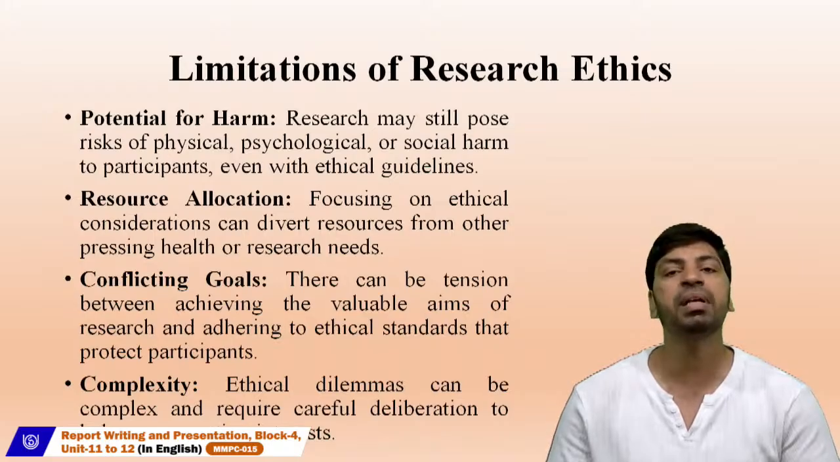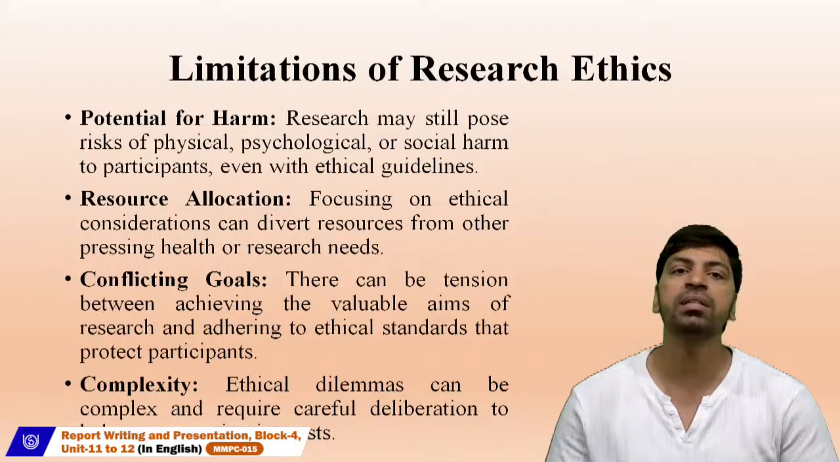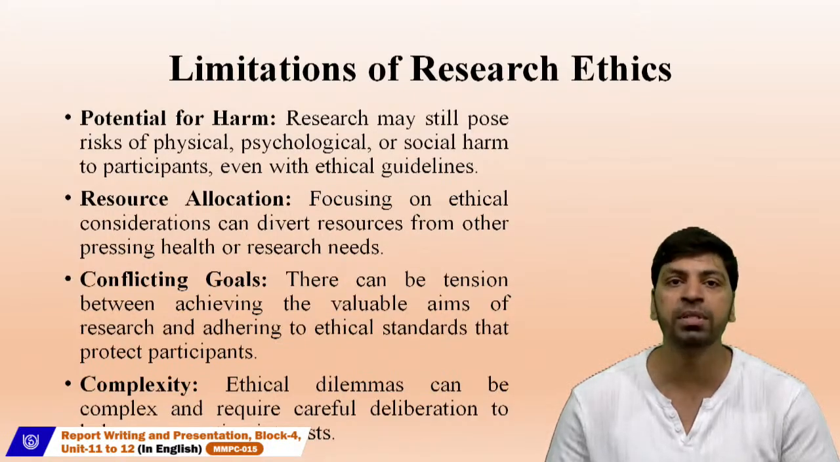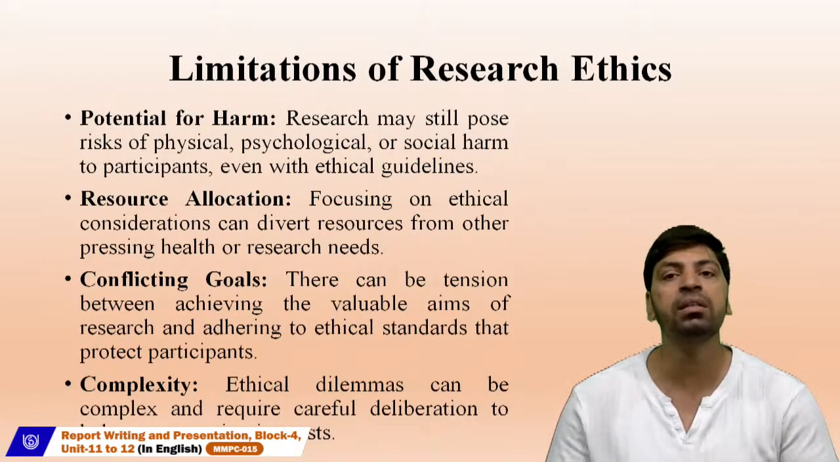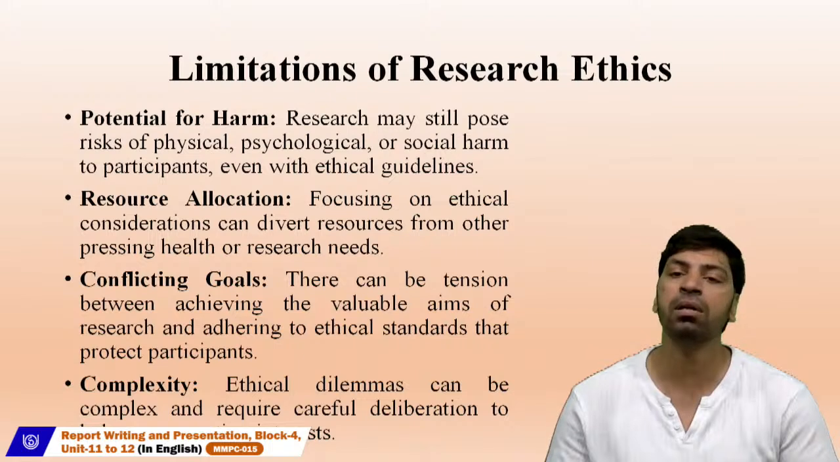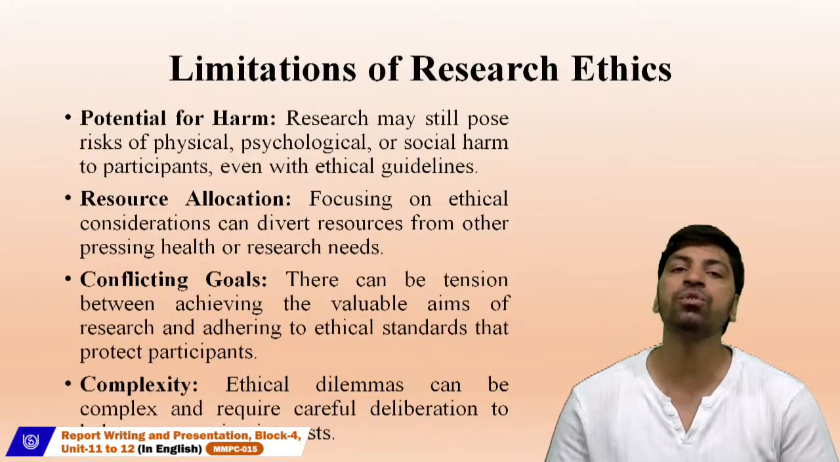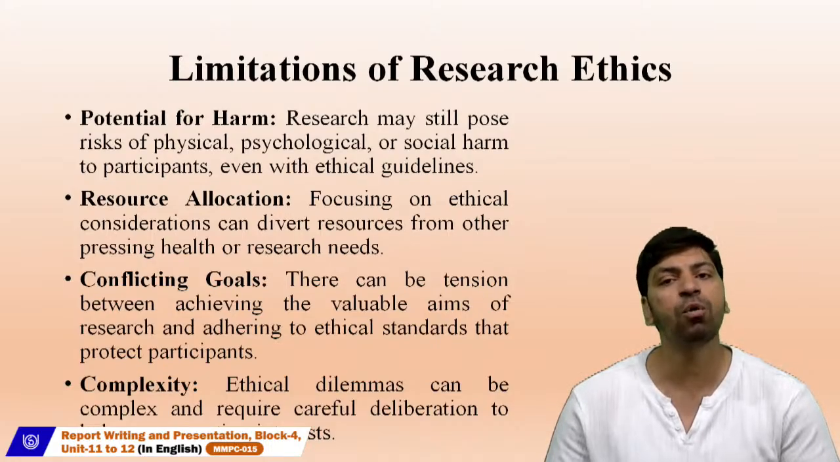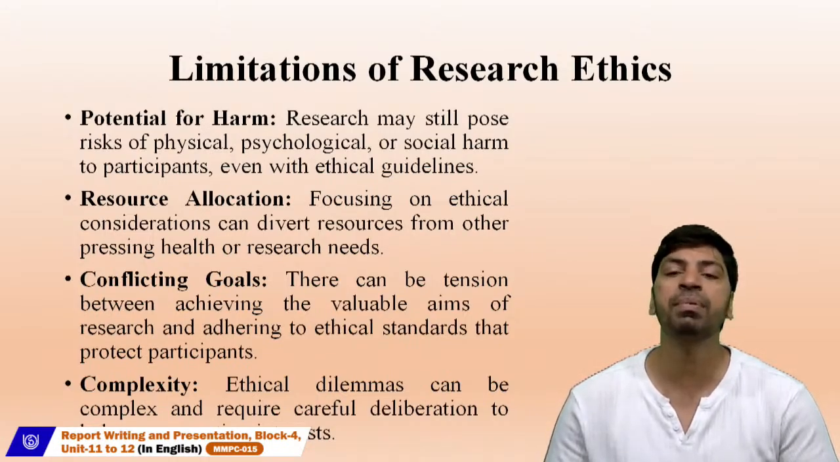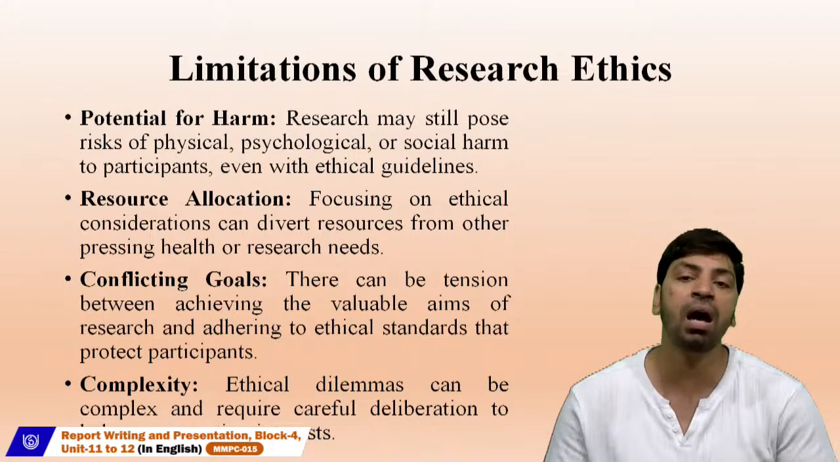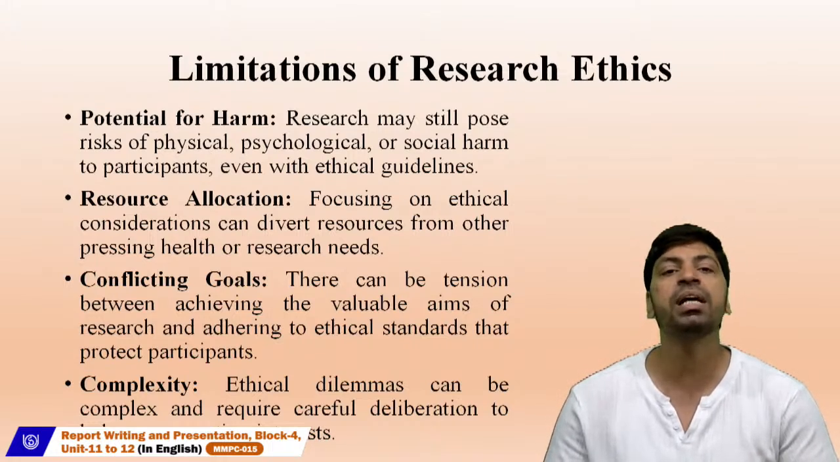The next section is the limitations of research ethics. The first one is potential for harm. Research may still pose a risk; political, psychological and social risks are also involved in the case of participants, even with ethical guidelines. Next one is resource allocation. Ethical consideration may ultimately divert resources from other pressing health or research needs. It is also one of the major limitations that it focuses on other resources which are somehow irrelevant to the research.